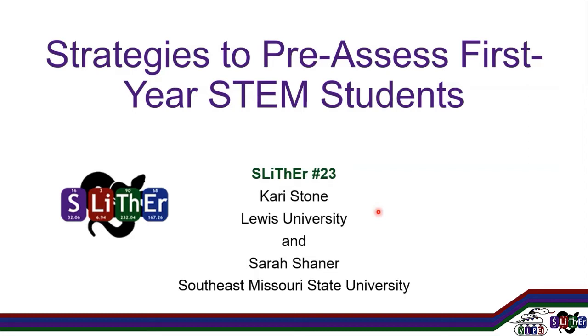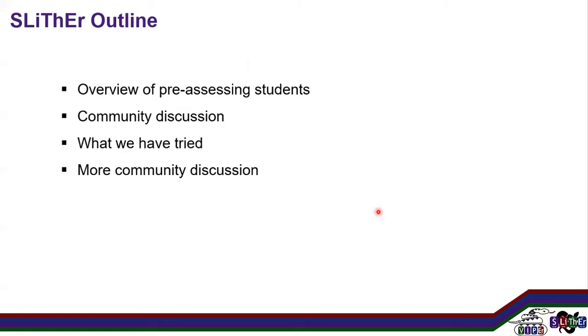Kari and I are excited to talk to everyone about strategies to pre-assess first-year STEM students. Just as an outline, because we're going to do things a little bit different than some of the SLiTHERs, I'm going to give an overview of pre-assessing students: the how, the why, and what to do with that information. Then we're going to insert a little community discussion in the middle, and then Kari's going to tell you about some things that we've tried. We're at different institutions now, but we were previously at the same institution, so we're going to tell you about what we learned from that experience. And then we're going to have more community discussion. So that's where we're going with this.